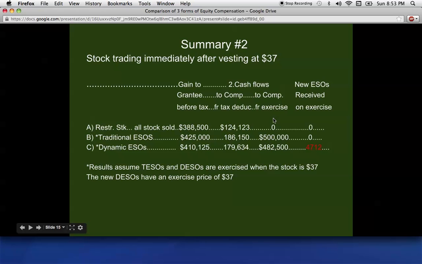Okay, and again, under this scenario, with the dynamic employee stock options, you will get new employee stock options received upon exercise of $47.12, and that is because the value of the otherwise forfeited time premium is given back in the form of new employee stock options with new exercise prices equal to the current value in a 10-year life, which in fact extends the alignment. All right?